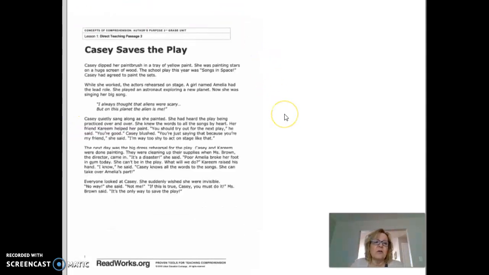And another article is called Casey Saves the Play. Casey dipped her paintbrush in a tray of yellow paint. She was painting stars on a huge screen of wood. The school play this year was Songs in Space, and Casey had agreed to paint the sets. While she worked, the actors rehearsed on stage, and a girl named Amelia had the lead role. She played an astronaut exploring a new planet. Now she was singing her song. And a quick read, just the beginning, that tells me the author's probably going to entertain because it has characters and events.